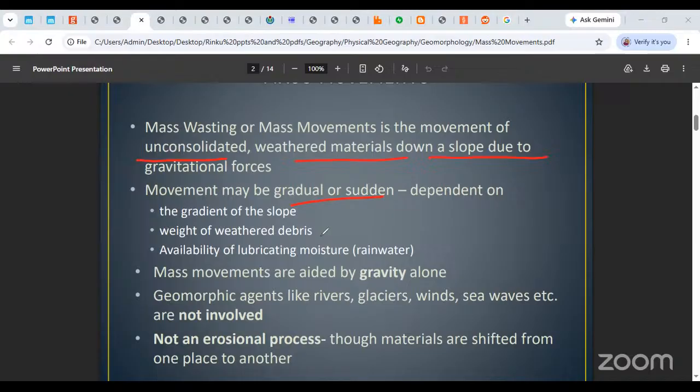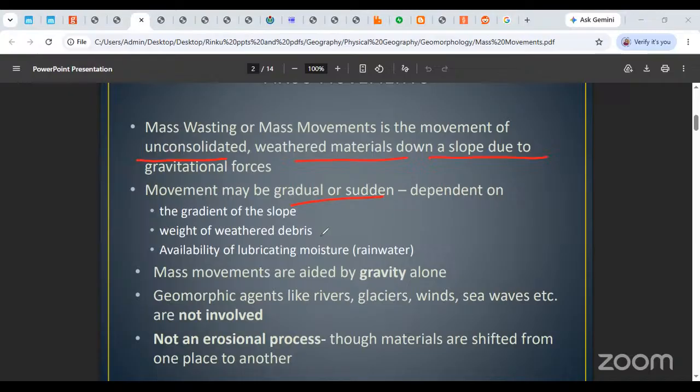But if lubricating moisture is available in the form of precipitation or maybe groundwater seepage or something like that, then in that case also the movement will be faster. So clearly the movement will depend upon the gradient of the slope, the weight of the weathered materials, and the availability of lubricating moisture.